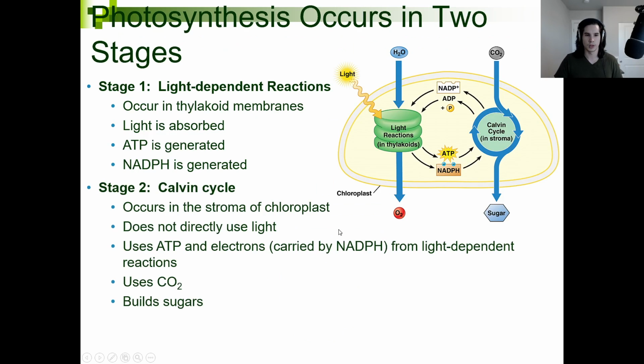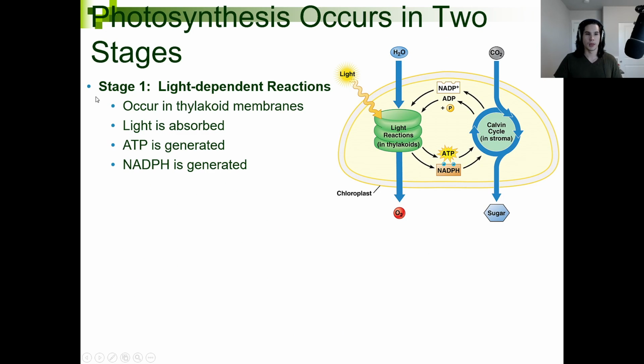All right, so let's deep dive into it now. Stage 1, your light dependent reactions. That's going to happen on your thylakoid membrane. So this happens in the thylakoid membranes. Light is absorbed, ATP is generated, NADPH is generated.